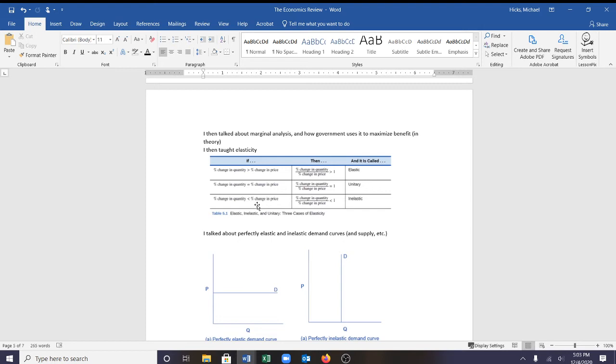It can be perfectly elastic and perfectly inelastic. Perfectly inelastic would be, for example, insulin or crack cocaine. The price changes within a normal range don't change much about the consumption of those two items. And then a perfectly elastic demand curve would be something like a commodity, like corn.